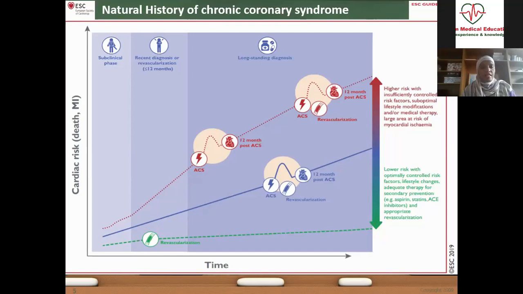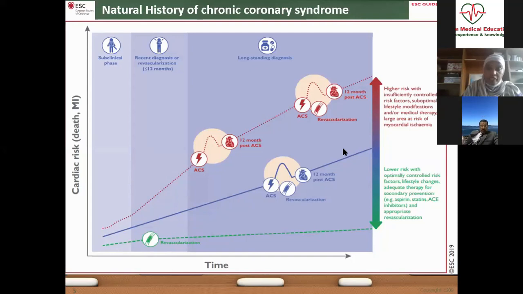the disease. As we can see in this slide, the vertical line is the cardiac risk, in the form of death or MI, against time. And as you can see, in all the various phases of this disease, the risk of death or myocardial infarction will increase with high risk patients, those who have insufficient optimization of their revascularization, risk factors or medication. And the risk goes lower when we have better optimization, less risk factors and full revascularization.